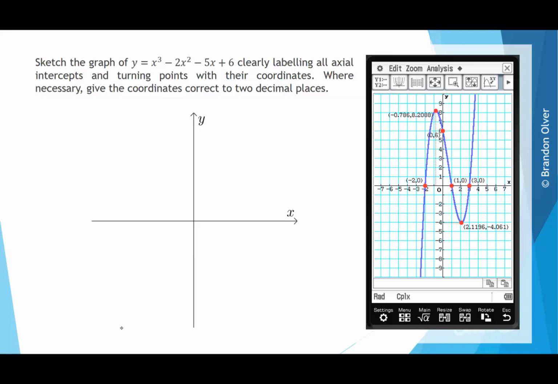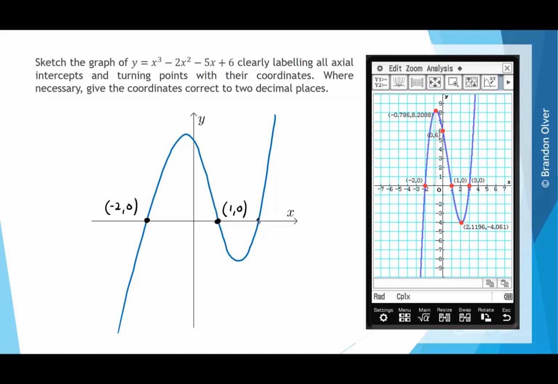From the CAS calculator, we can see that the shape of the graph is something like this. The first x-intercept was at -2, 0. The next x-intercept was at 1, 0, and the final x-intercept was at 3, 0. The y-intercept was at 0, 6.